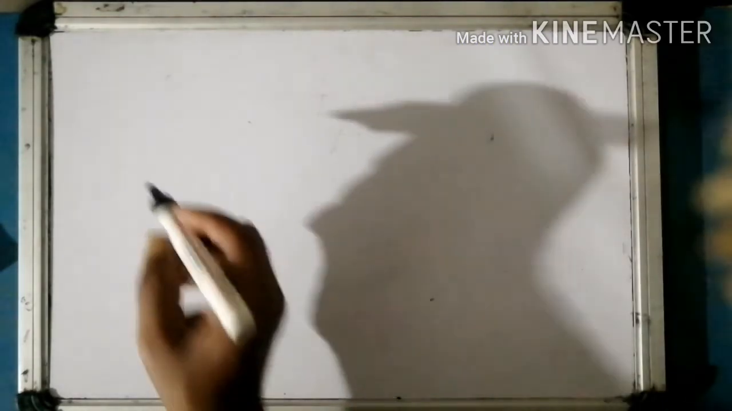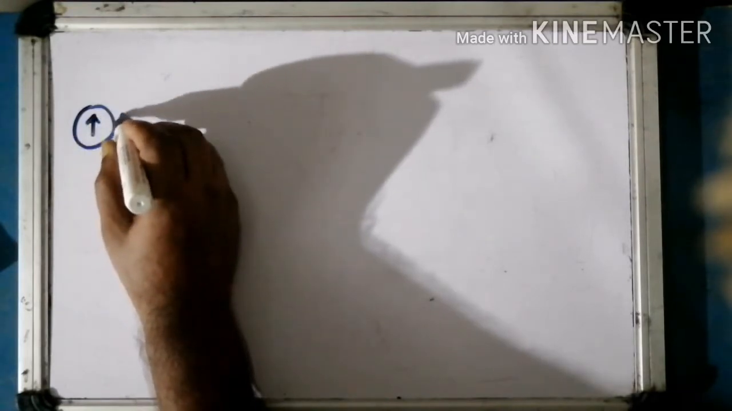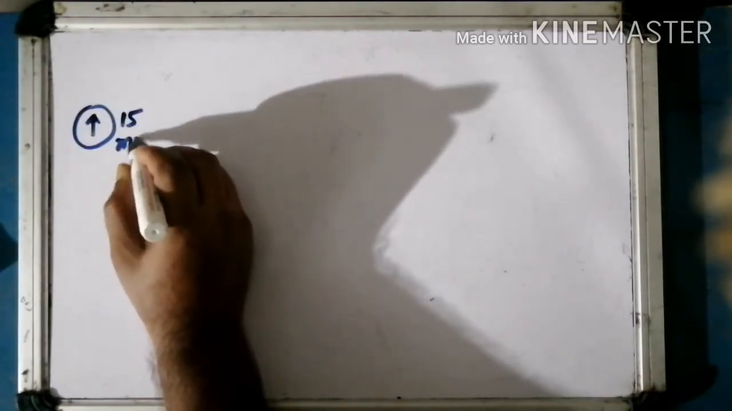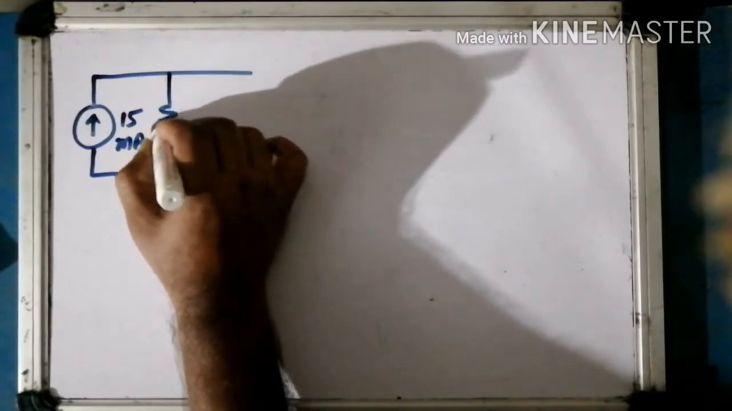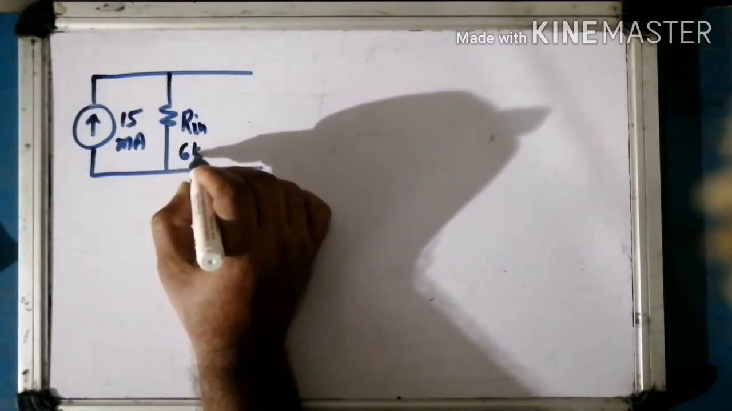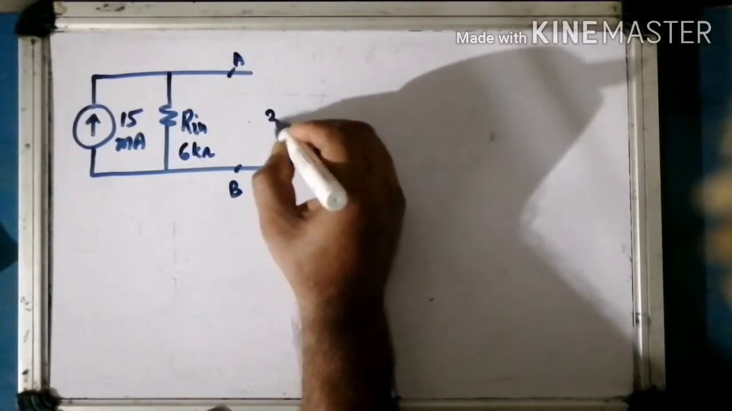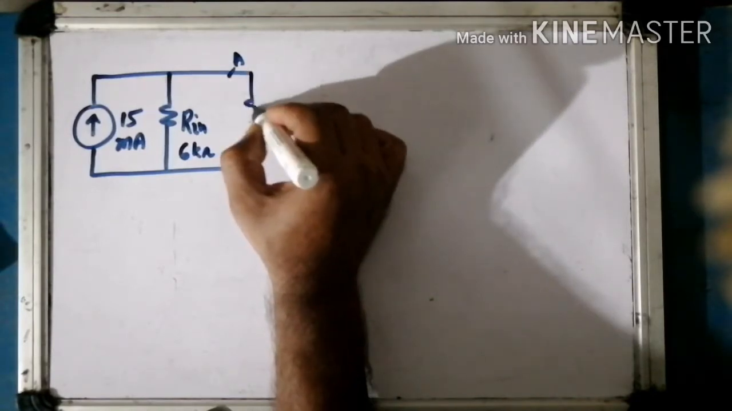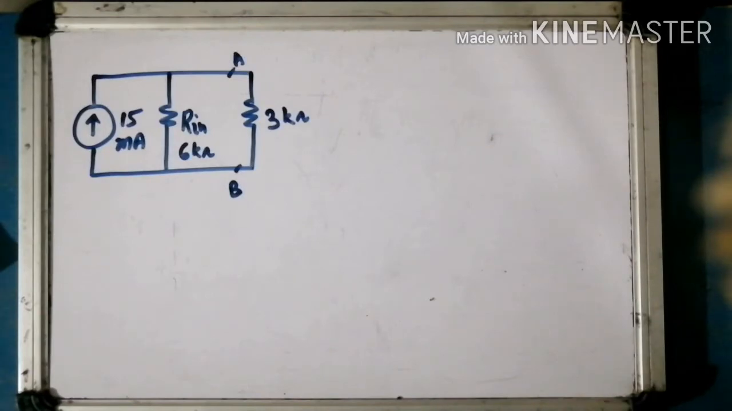Now see the next. This one is the current source having the value of 15 milliampere, right? Now this one is the Rin having the value of 6 kilo ohm, and the value of the load resistor is 3 kilo ohm, which is connected in between points A and B, right?